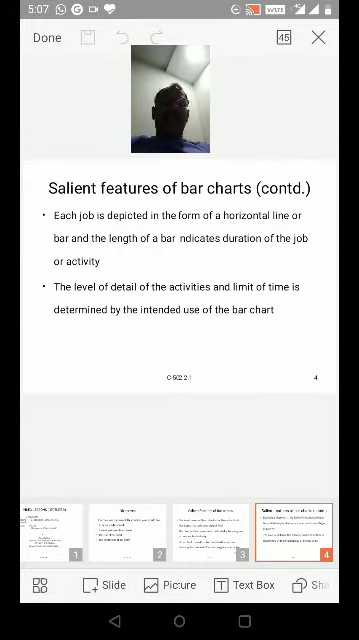The level of detail of the activities and the limit of time is determined by the intended use of the bar chart.